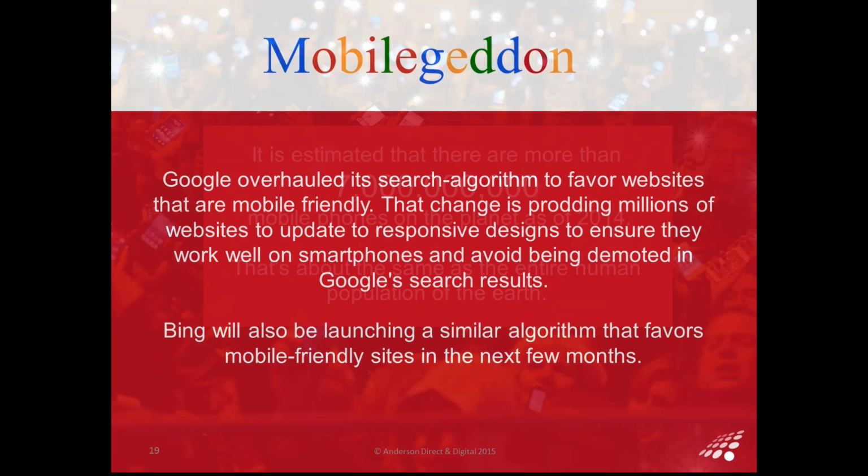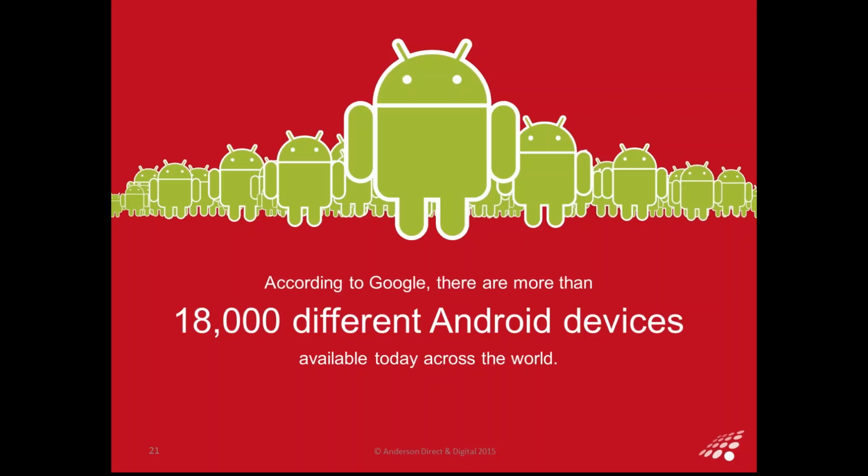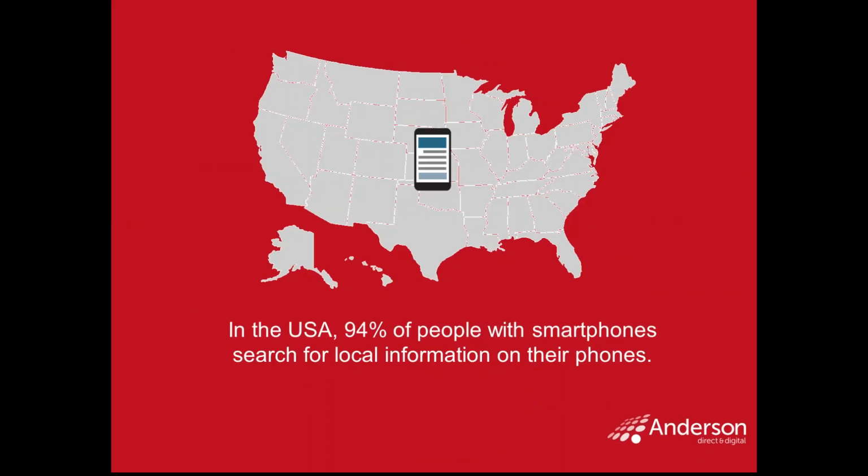It's estimated that there are more than 7 billion mobile phones on the planet as of 2014. That's about the same number as the entire human population on Earth. And according to Google, there are more than 18,000 different Android devices available in the world today. In the U.S., about 94% of the people with smartphones search for local information on their phones, restaurants, shopping, and more.